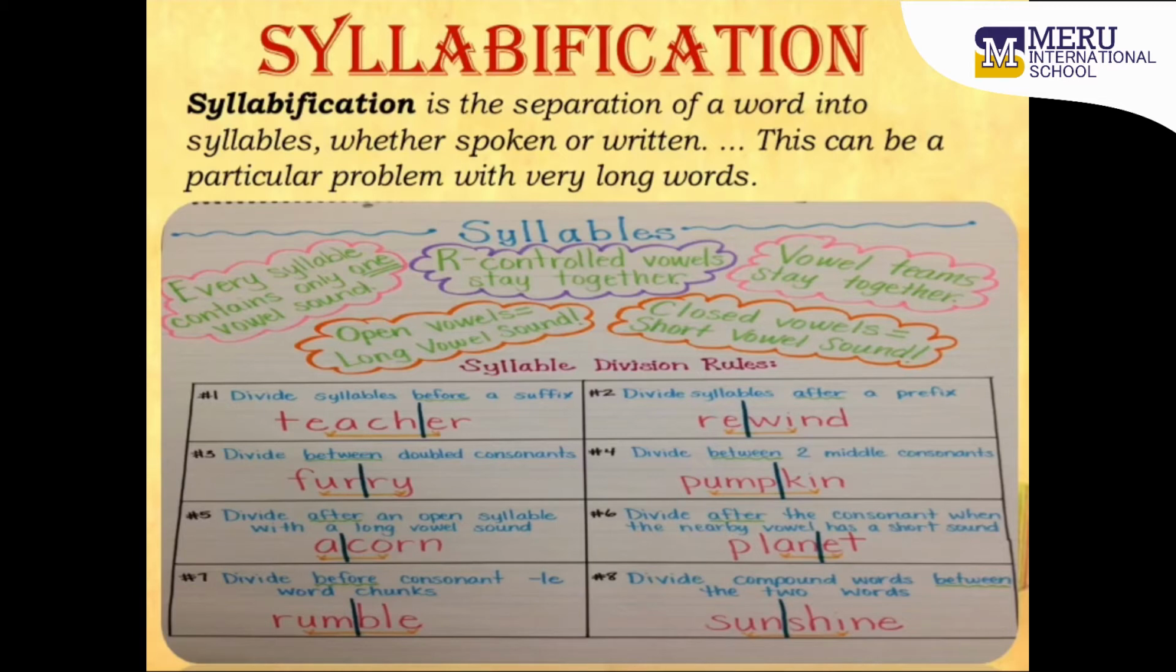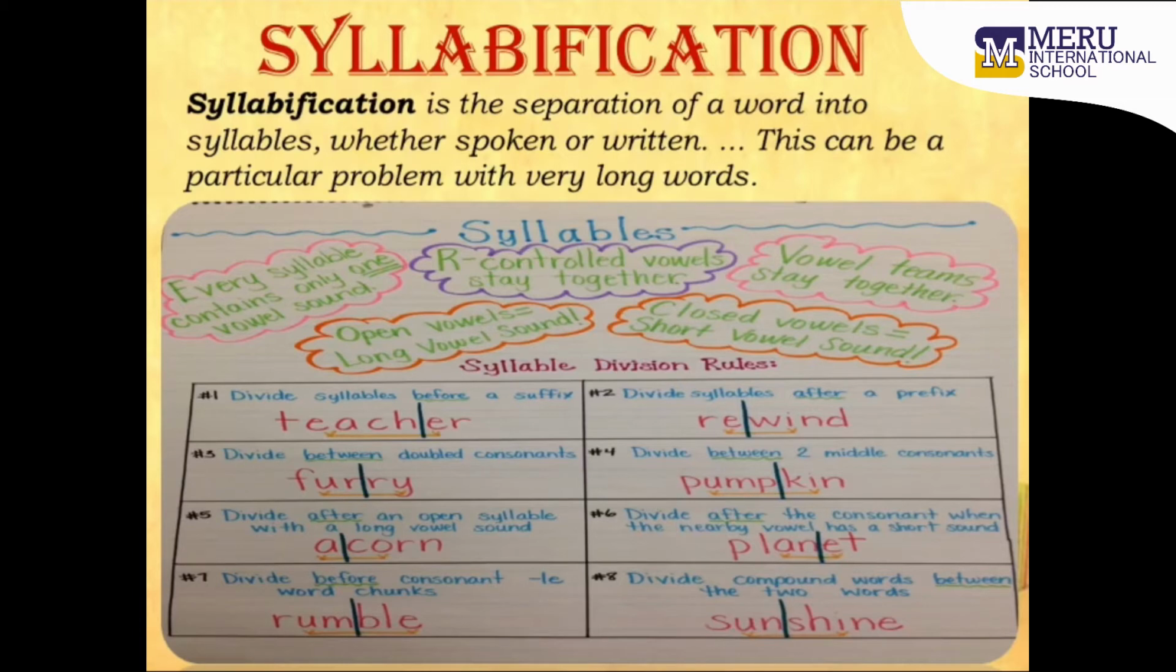The next rule is divide between double consonants or between two middle consonants. When you see two consonants together, where it is a double consonant or two different consonants together, you have to divide the word between those consonants. Such as fur-ry, pump-kin.